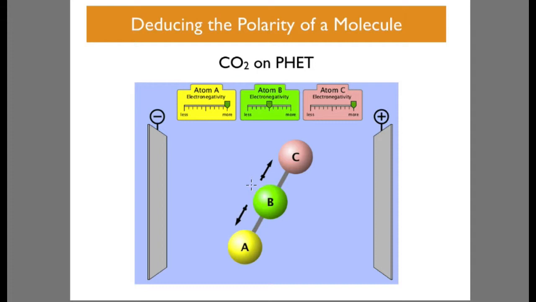On your PhET simulation that you used earlier, if you were to make carbon dioxide there, you've got carbon in the middle, 2 oxygens. You see the carbon, we have just set it in the middle, and we've got the oxygen here and here with high electronegativity. You see it's not aligning itself between the charged plates.